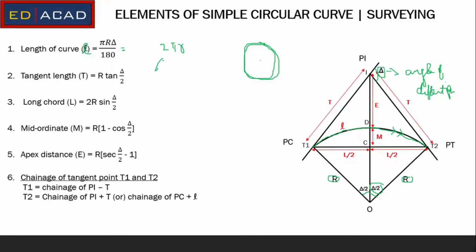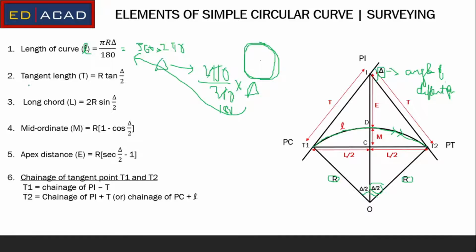So for 360 degree we get 2 pi r. So for delta we'll get it as 2 pi r divided by 360 into delta. So do the simplification here. This will get eliminated by 180, and we'll get this as pi r delta upon 180. I think this should be clear.